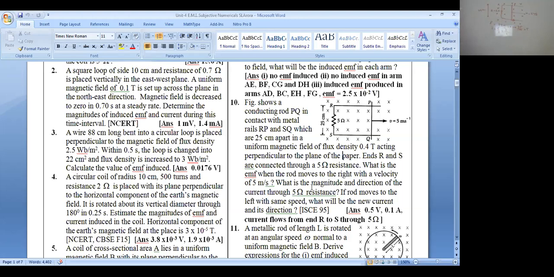It is a simple question, but we also need to find the direction of the current in PQ. You can find the direction by using Fleming's right hand rule. Applying the right hand rule, we can find the direction if it is going towards the right. If it moves to the left, the direction will be just reverse.